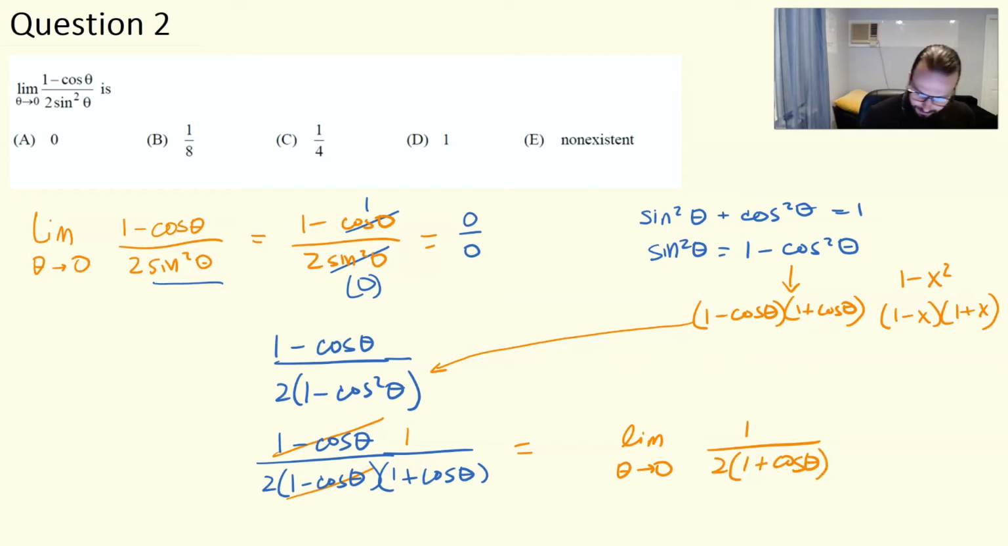So then we fill in a 0 here, and we're going to get the cosine of 0 to be 1. Now we've got 1 over 2 times 2, which is 1/4. So check the number first. If we get an indeterminate form, then use all the tools in our trigonometry toolbox to simplify the problem and get our answer.